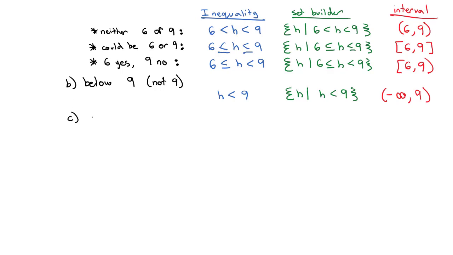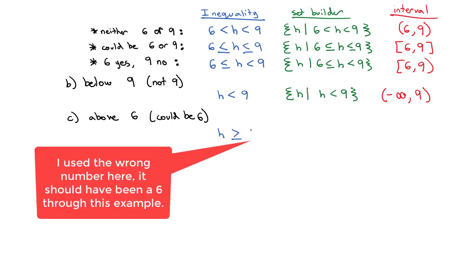So similarly, if I wanted to be above 6, and we're going to go ahead and say it could be 6. Now we can use our H, and we're going to use the opposite direction, greater than or equal to, to show it could be equal to 9. And then in set builder notation, H such that H is greater than or equal to 9. Or in interval notation, we're going to have 9 comma positive infinity.